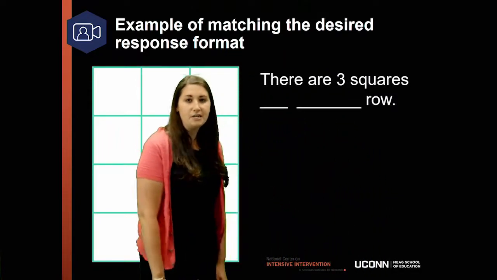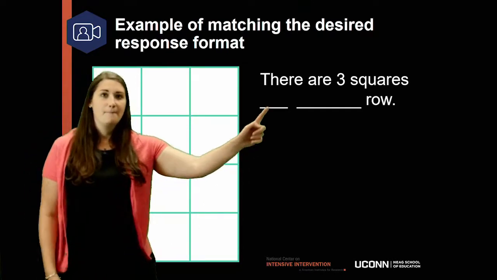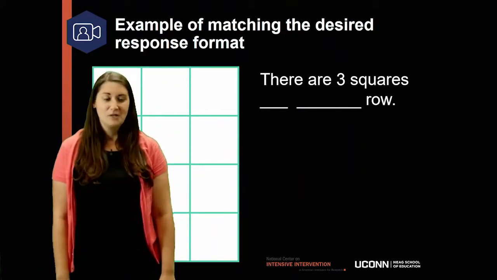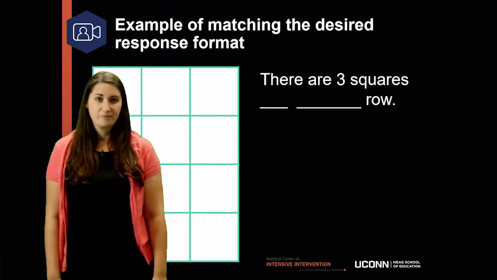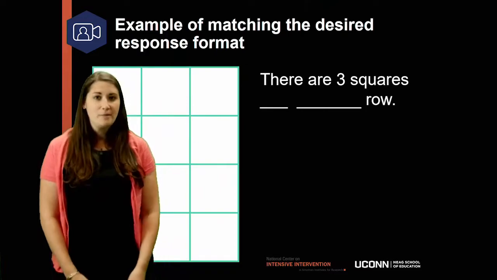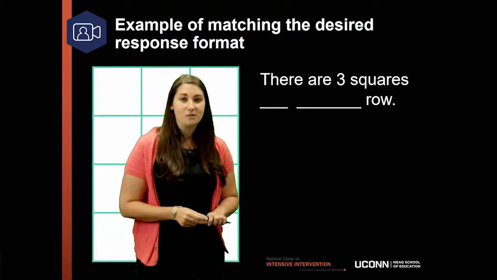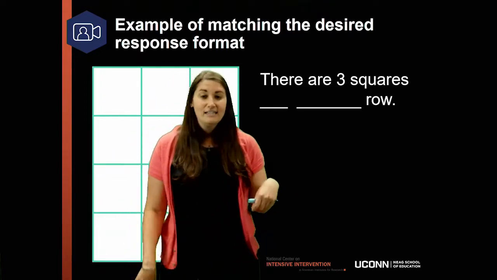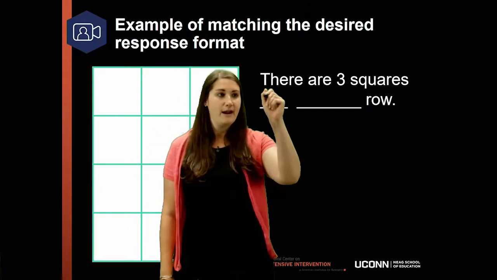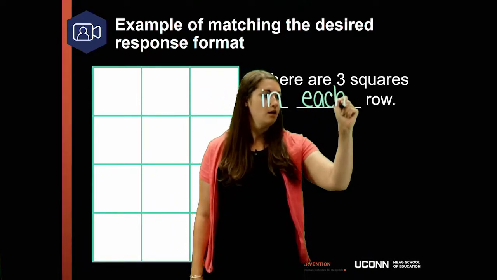3. Very good. All of the rows have 3 squares. I'd like you to whisper to your partner to finish this sentence. There are 3 squares, blank, blank row. Actually, to fill in the sentence, not to finish it. Go ahead and whisper to your partner. I heard lots of good discussion happening. Sarah Ann, what did you and Dominique say? Great job. You said there are 3 squares in each row. That's right. So everyone, please take out your notebook and copy this down with me. There are 3 squares in each row.